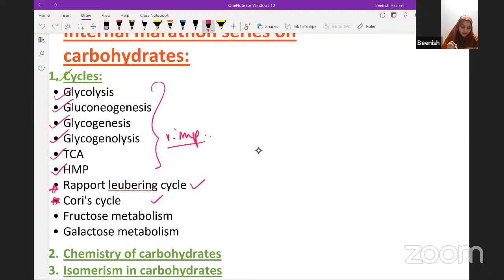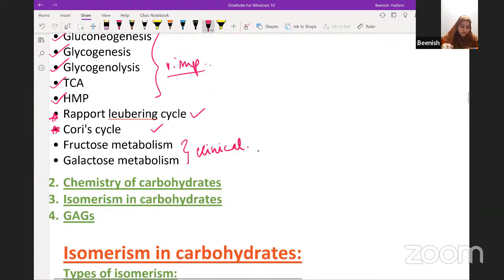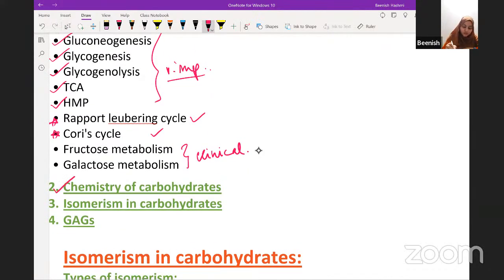Then sometimes you get questions from fructose and galactose metabolism, basically clinical questions, okay? Like on fructose intolerance or galactosemia. Then we have spoken about chemistry of carbohydrates. This is basically more from your practical point of view. For your table vivas and all, you get questions from here in your vivas.